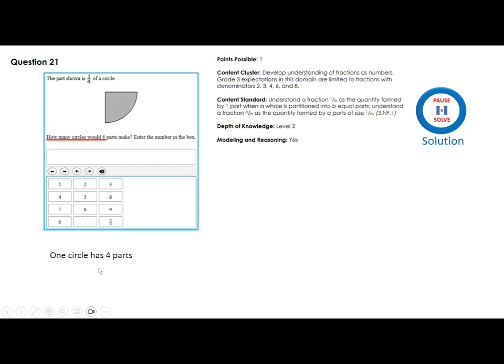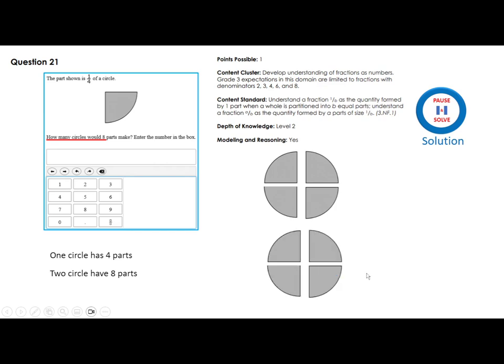One circle, how many parts has? 4, right? One circle, 4 parts. So here's 1, 2, 3, 4 parts. That's one circle. 2 circles have 8 parts. 1, 2, 3, 4. So the answer would be you can make 2 full circles. 8 divided by 4 is 2.